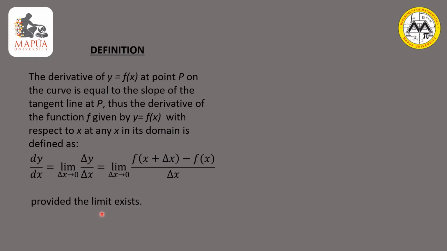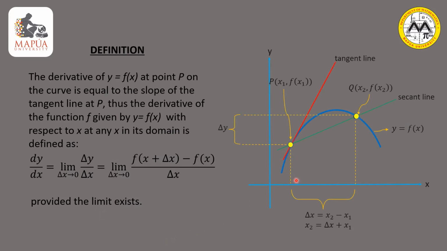We can follow this definition of the derivative by making use of this illustration. Consider the graph of the function given by the blue curve. This is the graph of y equal to f of x. Now take 2 points on this graph given by P with coordinates x sub 1, f of x sub 1, and Q with coordinates x sub 2, f of x sub 2. Joining P to Q will give us a line that is known as a secant line, the slope of which is given by delta y divided by delta x.